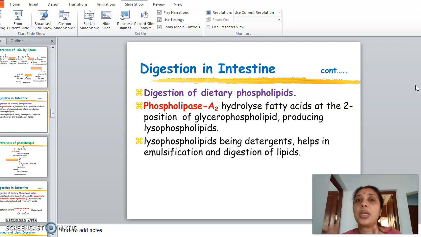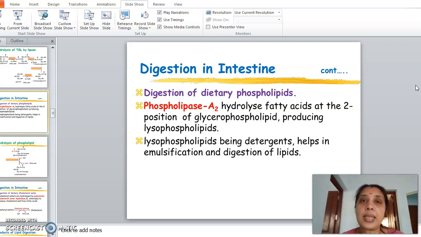So TG, DAG or 2-MAG form the majority. Small amounts of 2-MAG will be converted into 1-MAG. 1-MAG, I can tell, is the majority MAG. And they will be completely broken up to give rise to fatty acid and glycerol molecules.